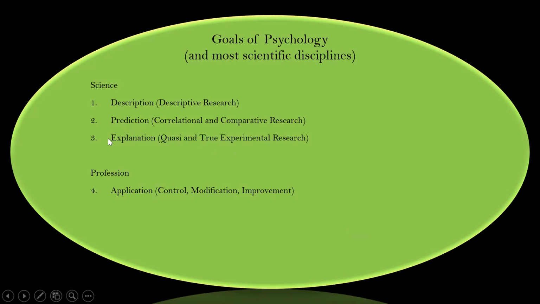And then with explanation, if explanation is your goal, then the experiment, especially the true experiment, is the technique that we're most interested in. But I will also discuss the quasi-experiment. So we will go over descriptive research very broadly, correlational, comparative, and then 2 types of experimental research, quasi and true experiment. I will not mention the pre-experimental design, but I will cover that in my research class.